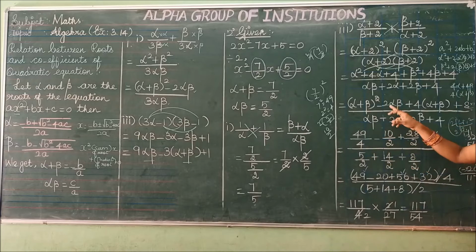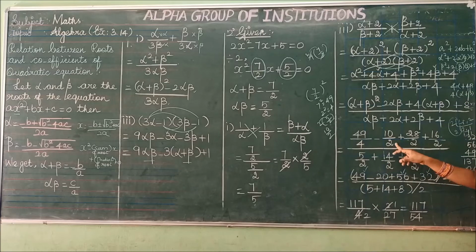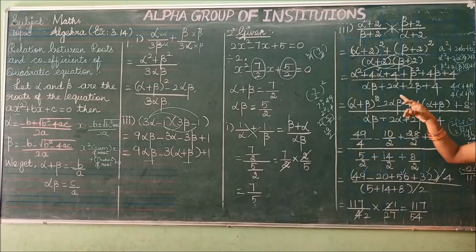49 by 4. Then 2 into alpha beta, 2 into 5 by 2, which is minus 10 by 2, because here the sign is negative. Then plus 4 into 7 by 2 is 28 by 2. Then plus this, I have to multiply and divide with 2 because the other terms are in 2. Or else here itself you can multiply it with 4, which changes into 32.